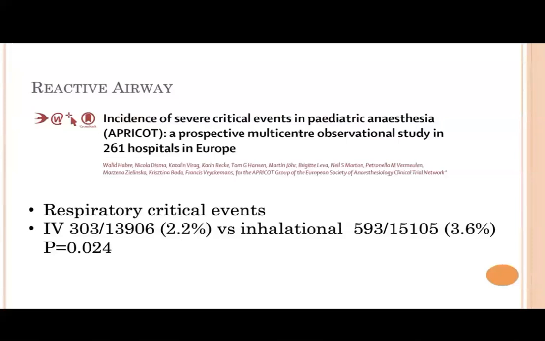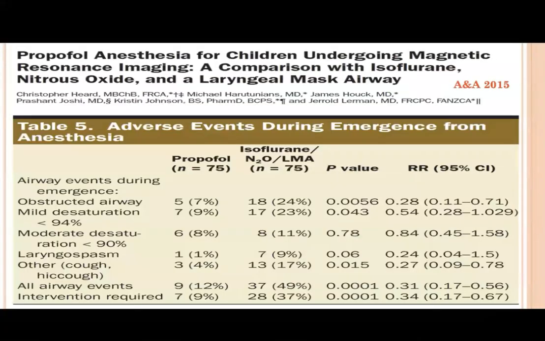The APRICOT study, done over 260 hospitals in Europe, showed that respiratory critical events are reduced when compared with the inhalational technique. Another study comparing the use of TIVA with inhalational isoflurane for patients undergoing MRI had a similar result. TIVA can decrease laryngeal spasm, cough, hiccup, and other airway events.